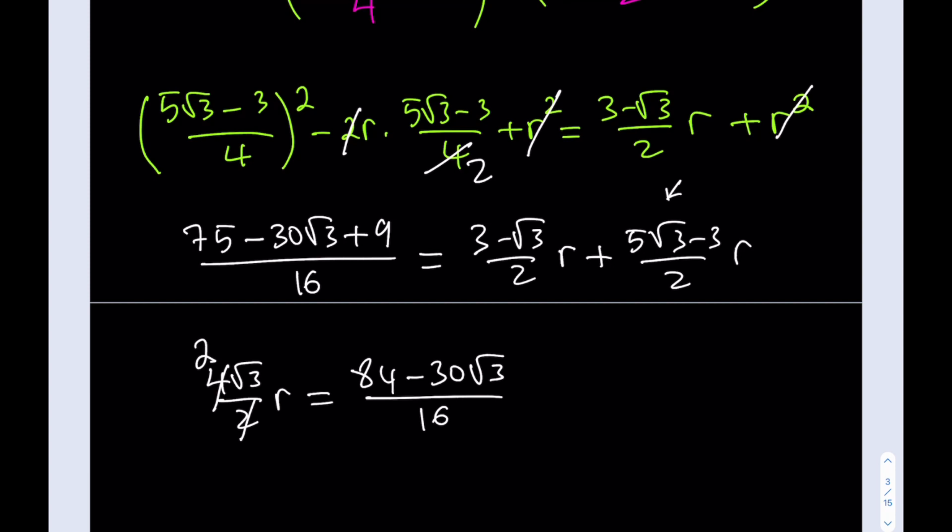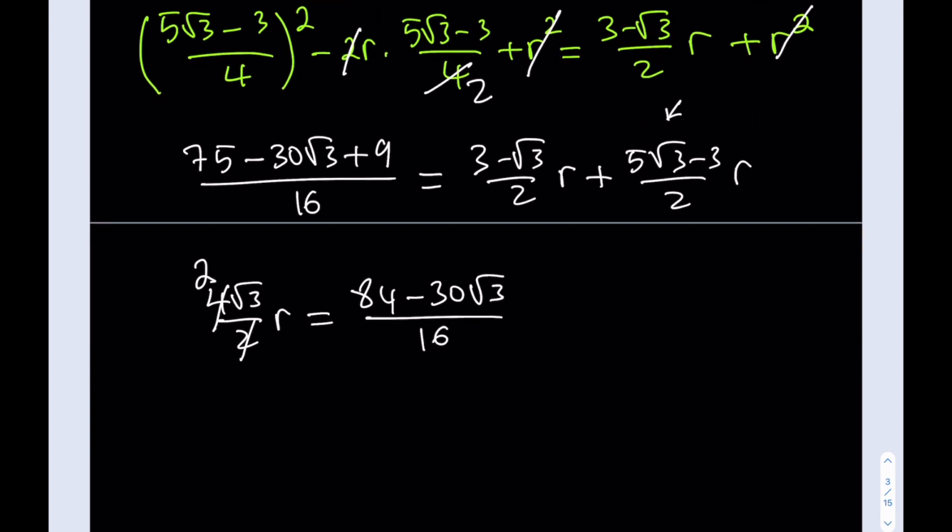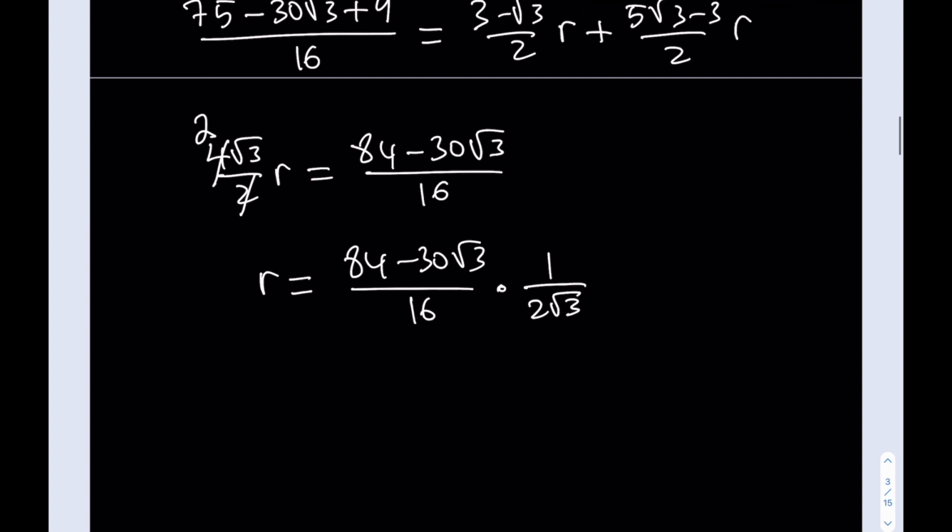And then what I need to do is multiply both sides by 1 over 2 root 3, which is the reciprocal. So r is going to equal 84 minus 30 root 3 divided by 16. I'm going to simplify at the end. Times 1 over 2 root 3. Now r is going to equal 84 minus 30 root 3 divided by 32 root 3. Awesome. So what I need to do now is simplify as much as I can.